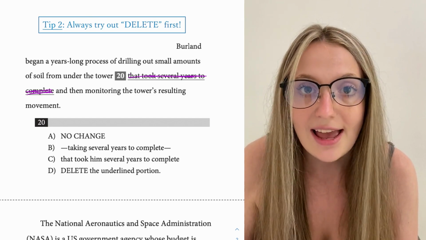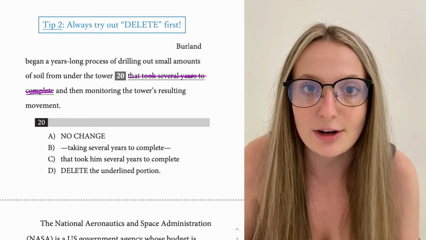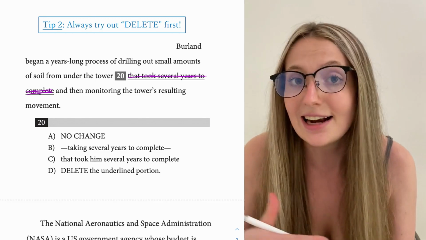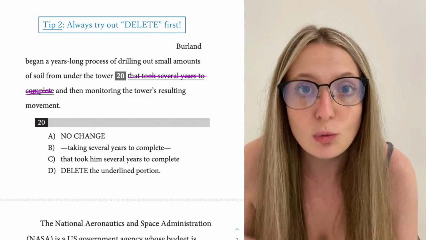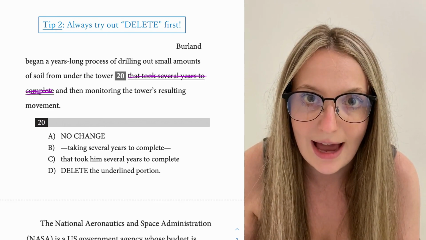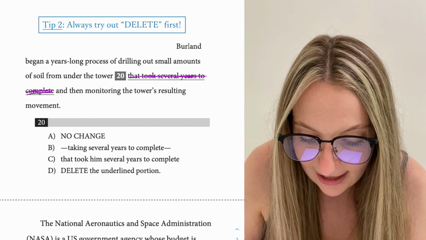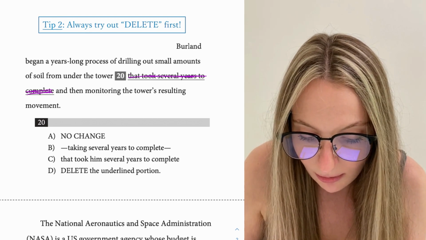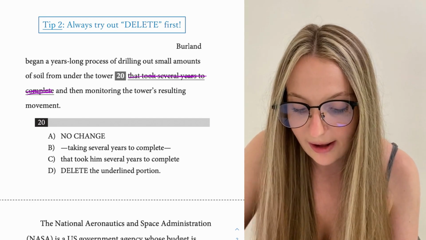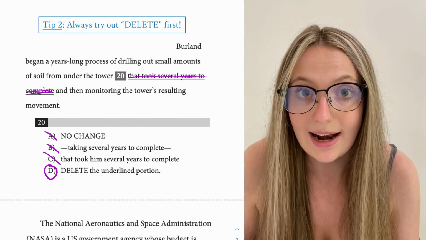And here's the thing. If it makes grammatical sense, meaning the sentence still has an appropriate grammatical structure intact upon removing it, and it still makes logical sense, that means you want to go ahead and pick delete, because deleting it doesn't change anything about the grammatical structure of the sentence. So let's try. Berland began a years-long process of drilling out small amounts of soil from under the tower and then monitoring the tower's resulting movement. There's nothing wrong with the sentence upon deleting it, so we want to go ahead and delete.